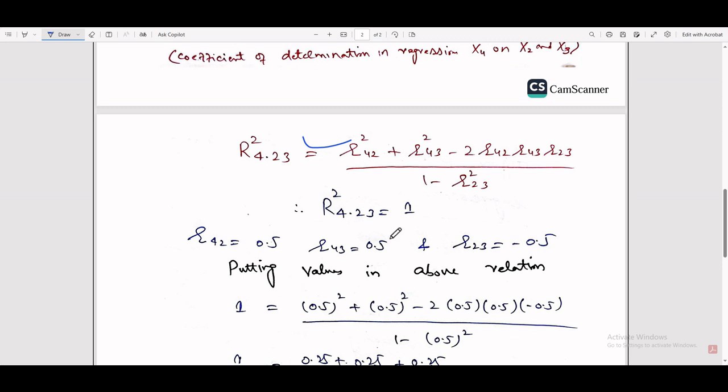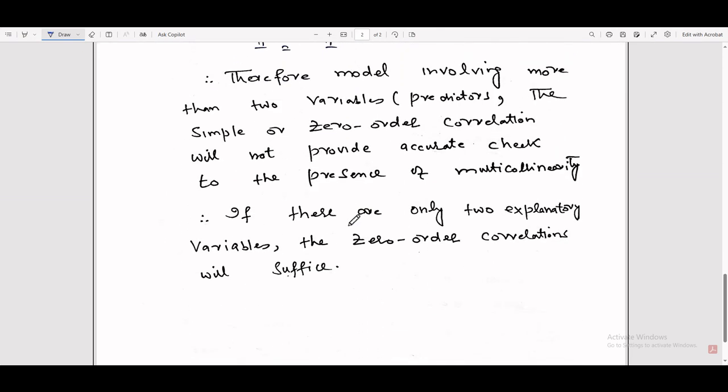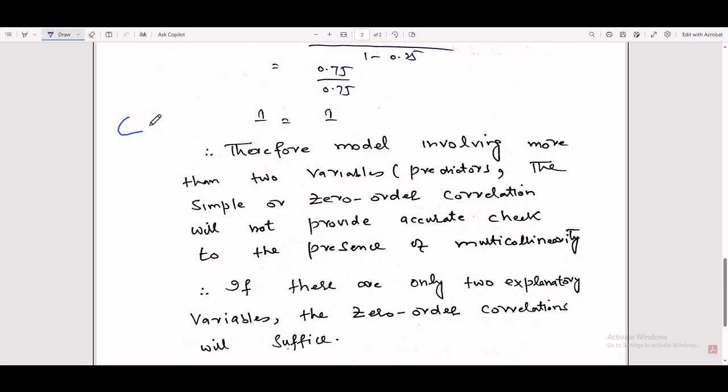So in case of more than two independent variables, the check of the Pearson correlation coefficient is not sufficient. It may mislead, because multicollinearity exists even in case of low correlations, as we discussed in this example. So how do we conclude? These are the conclusions from this example. For a model involving more than two predictors, predictors means independent variables or regressors, these are different names for the same thing.